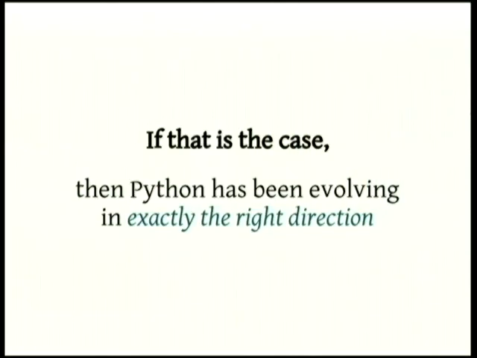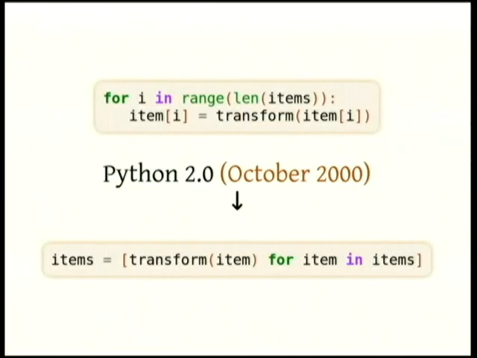Now, if that's the case, Python has been evolving recently in exactly the right direction. If you think about the kind of innovations that have marked the last decade and a half, as Python has grown from the language it was in the 1990s. In October 2000, we got the list comprehension. The list comprehension seems like a slight convenience, but it really changes you as a programmer.